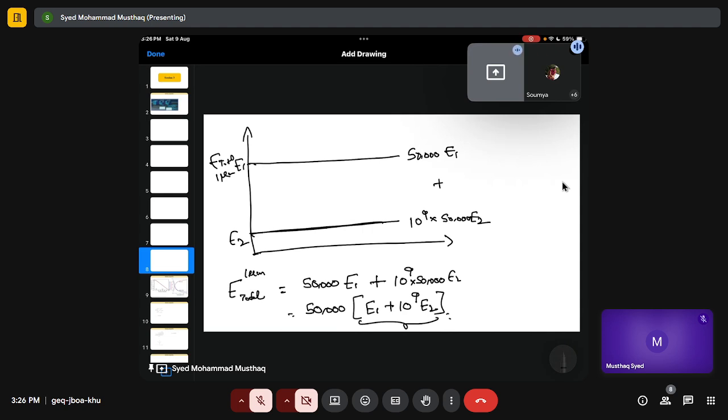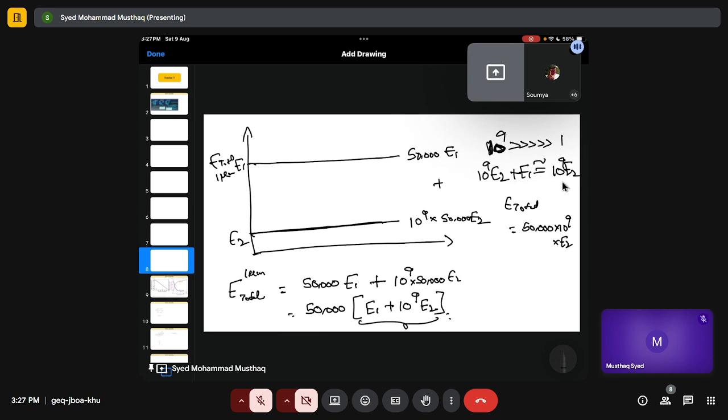So you can clearly state that my 10 to the power of 9 number is very much greater than 1, right? Then that means 10 to the power of 9 E2 plus E1 will be approximately equal to 10 to the power of 9 E2. So my total energy is 50,000 times 10 to the power of 9 times E2.